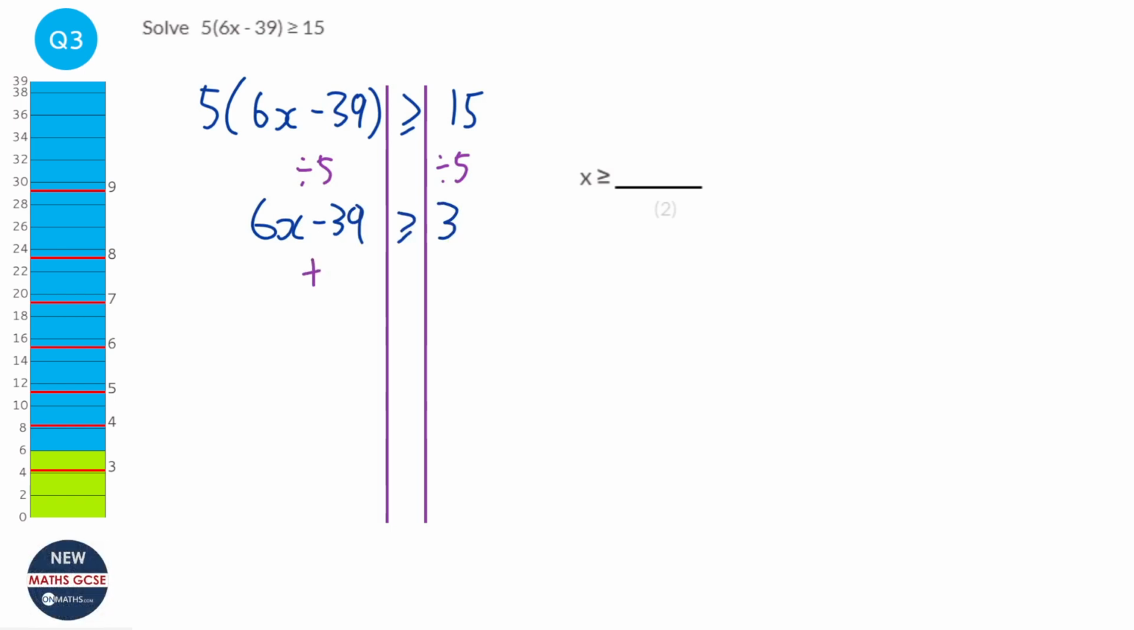Then I'm going to add the 39 to both sides. And so we've got 6x is greater than or equal to 39 plus 3, which would be 42. And then we're going to divide by 6 both sides. And we've got x is greater than or equal to 7.